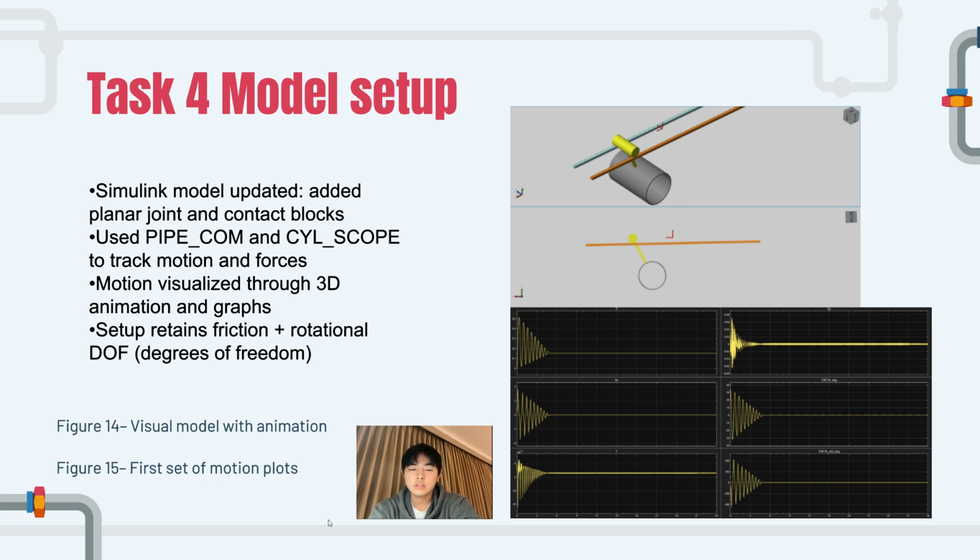To create this new system, I modified the existing Simulink model to include the planar joint and rigid connections to simulate the rod and cylinder. I used additional contact blocks and pipe components to measure the forces and motion in the system. The CYL scope block was introduced to capture data on angular velocity and velocity in the x, y, and z axes. As with task 3, the simulation was run for 30 seconds and results were collected for comparison.